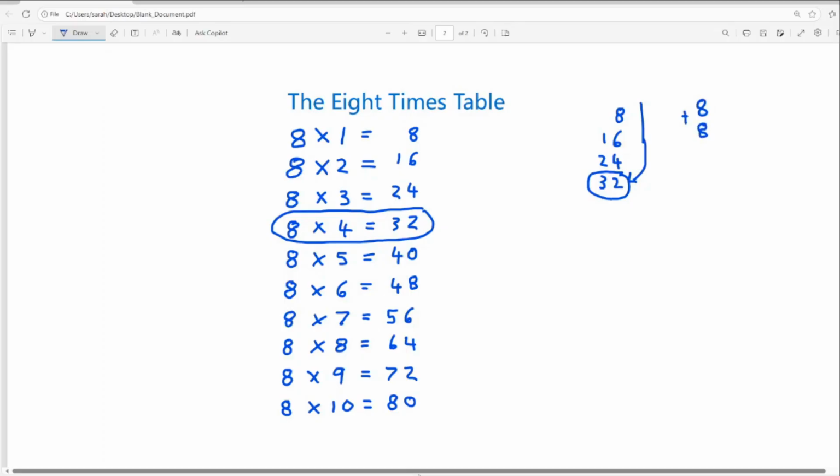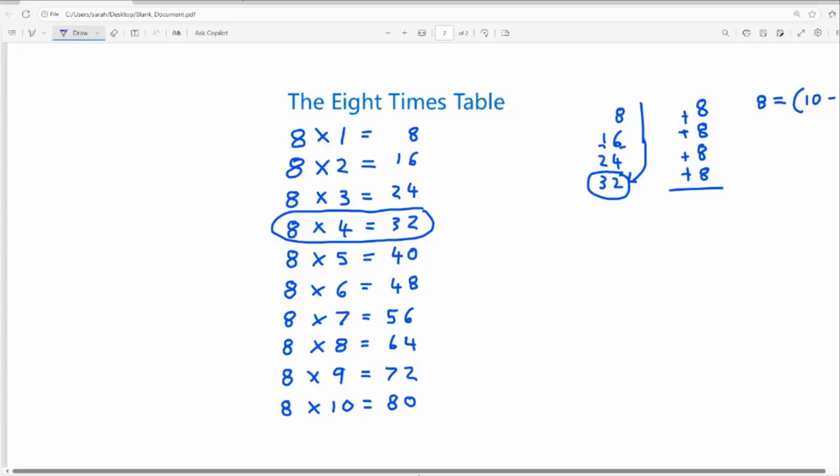when you're doing the 8 times table, that's what you're doing, you're adding up 8s. Every time you add on another 8, it's the same as adding on 10 and taking away 2, because 8 is the same as 10 take away 2. So if I start with 8 and I add on 10 and I take away 2, I get 16.